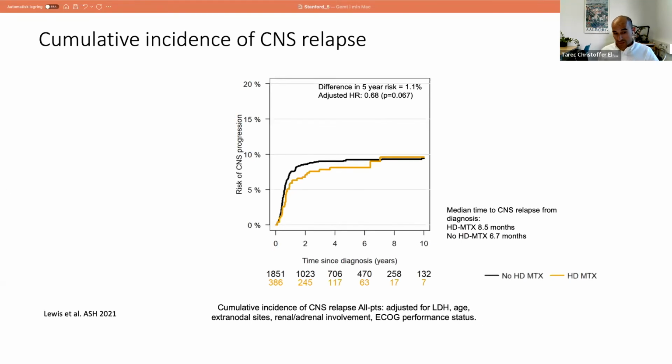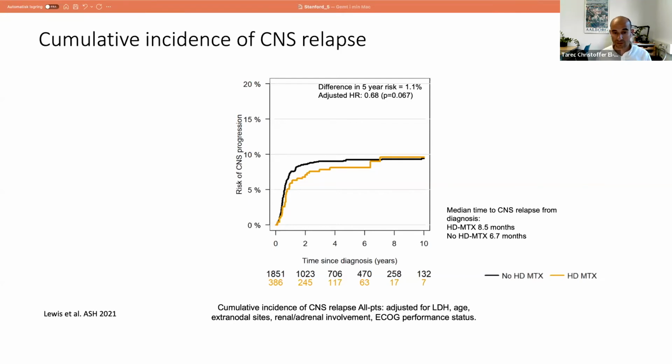So we spent some time looking at this. This was presented by Dr. Catherine Lewis at ASH 2021. And we collected data from several European, US, and Australian sites, and looked at exclusively high-risk patients, like patients that were said to be high-risk CNS relapse.